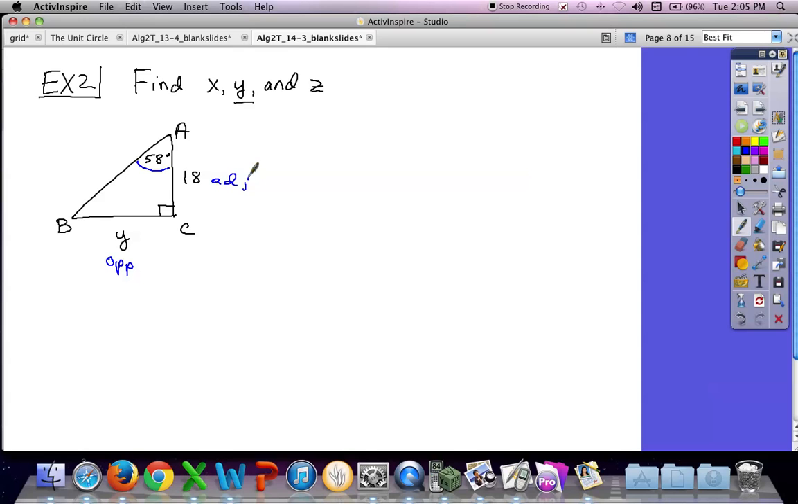Tangent, right? So we know that the tangent of an angle, and I'll just say A, equals opposite over adjacent. So we can fill in now the tangent of the angle, which is 58 degrees, equals the opposite, which we don't know, that's Y, divided by the adjacent, which is 18. We use that to set up an equation which now we can solve for Y. How would I solve that for Y?